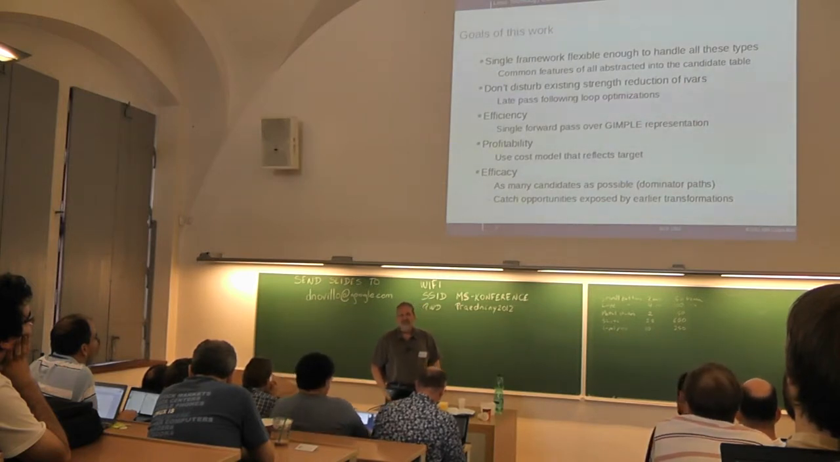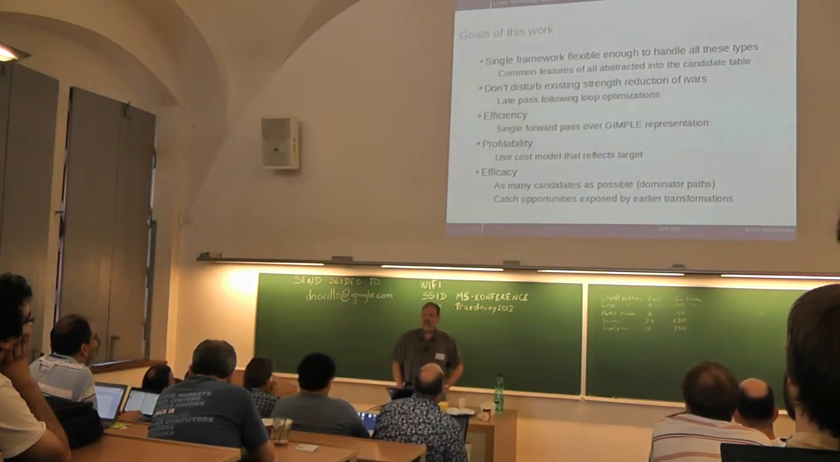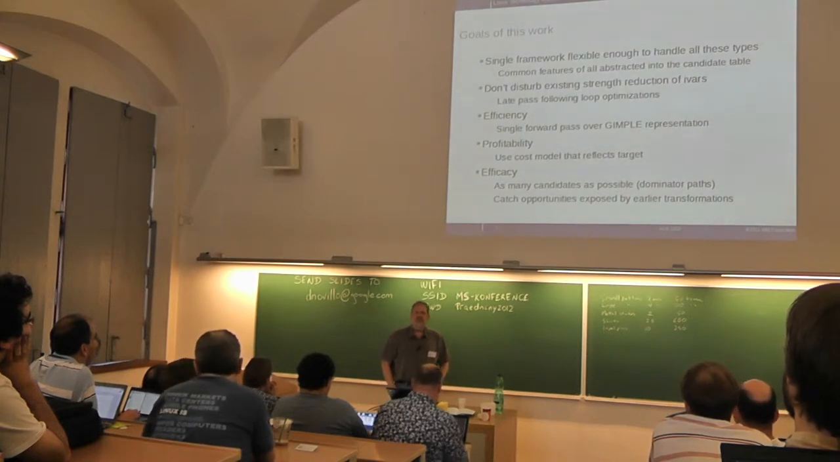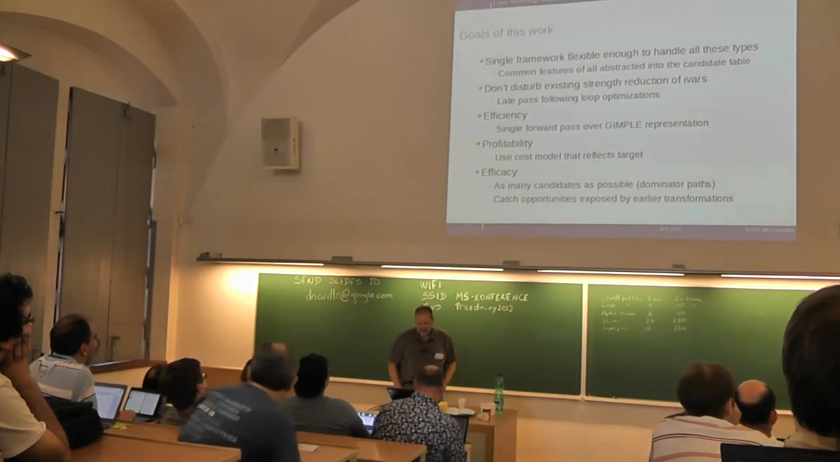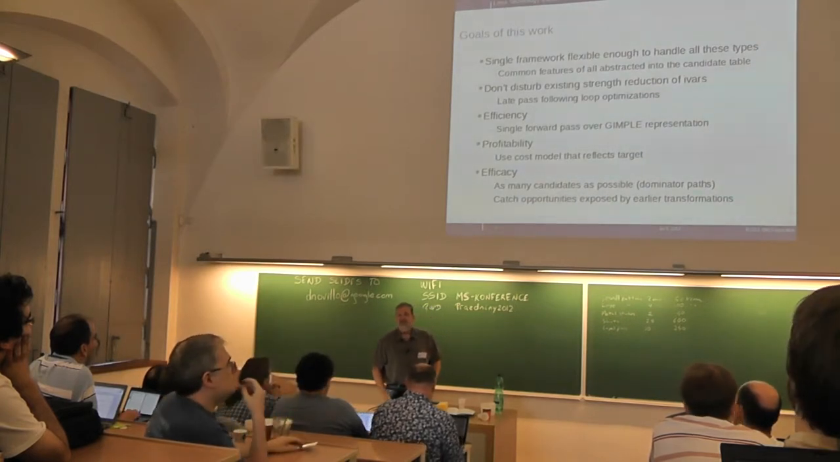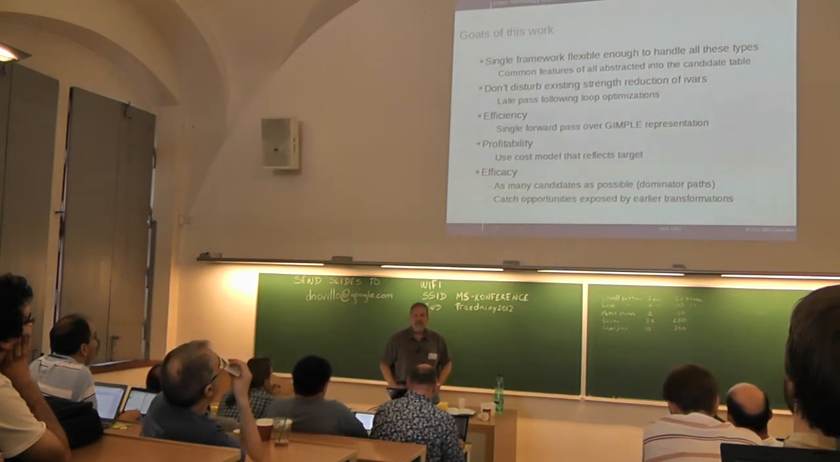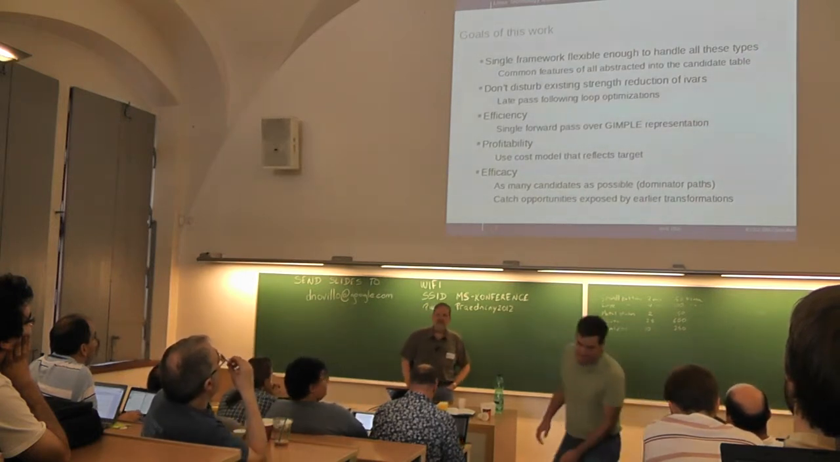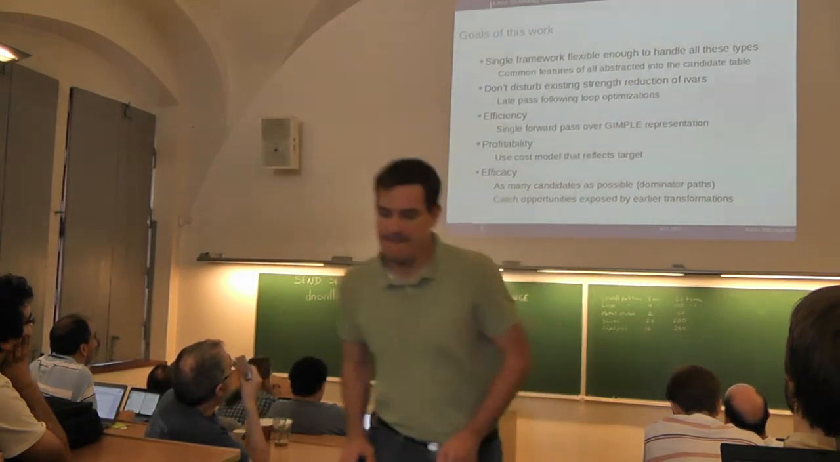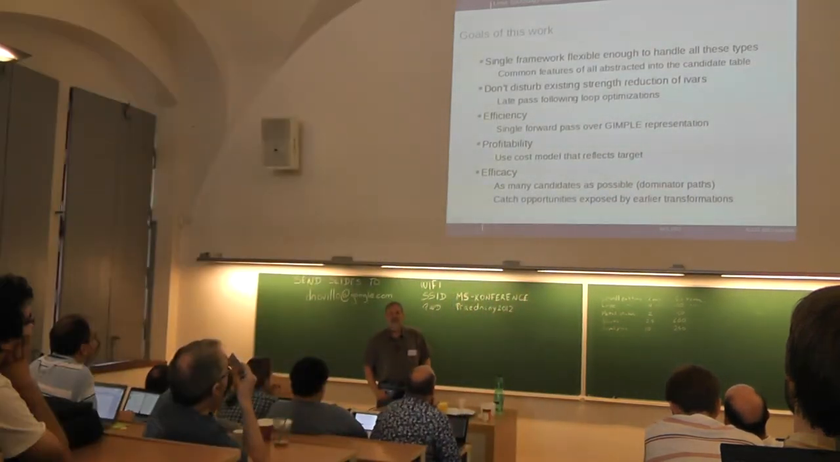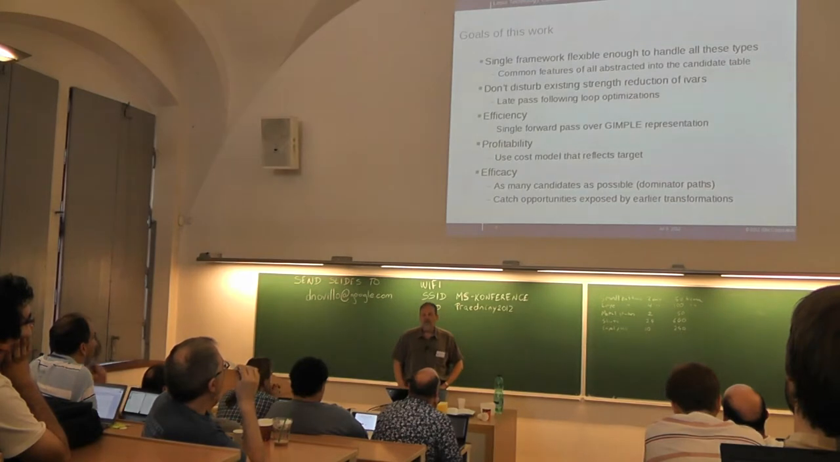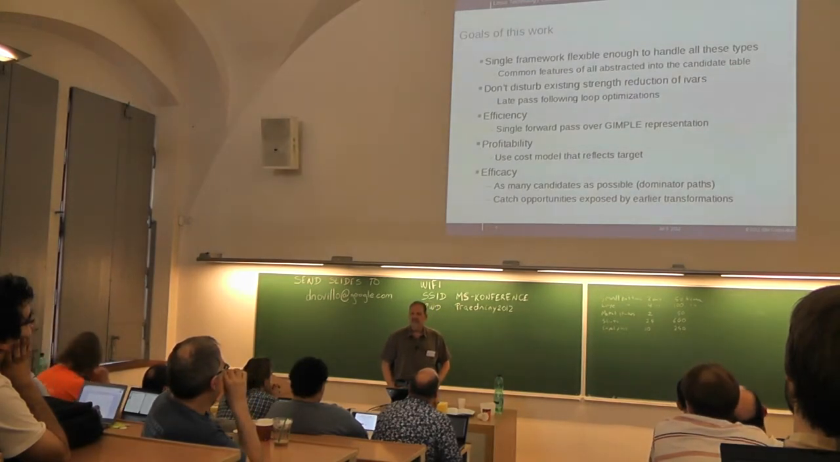As a result, this is scheduled in the pass manager following all of the loop optimizations. For efficiency, we want to do this in a single forward pass over the dominator tree, a kind of extreme analysis. And we want to use a cost model to make it profitable. So we want to reflect the capabilities of the target machine and make sure that we're making replacements that really are good replacements. Finally, for efficacy purposes, we want to process as many candidates as we possibly can.